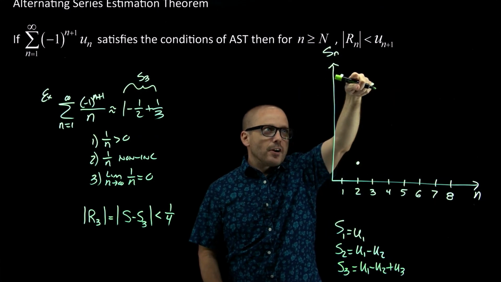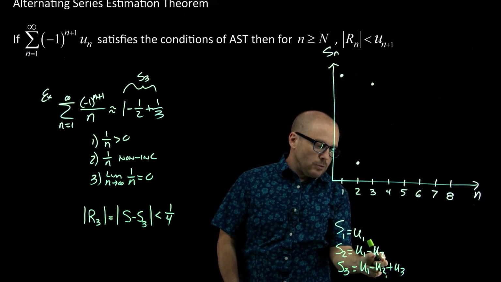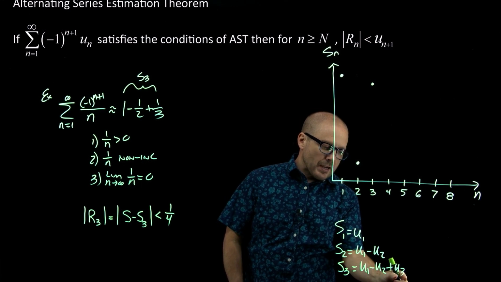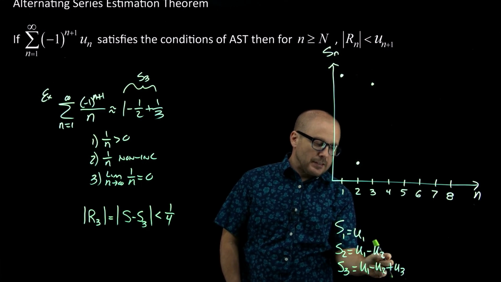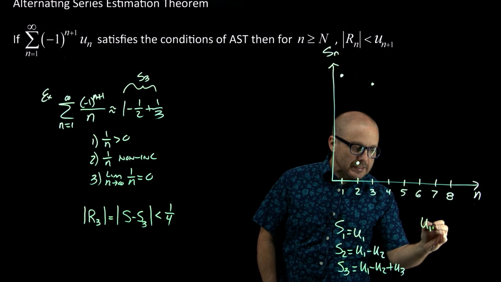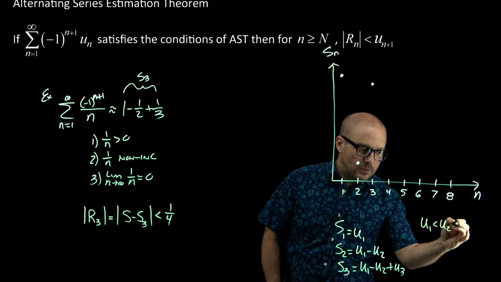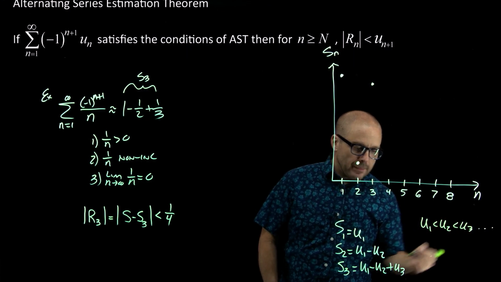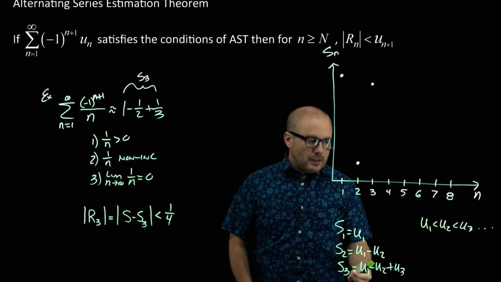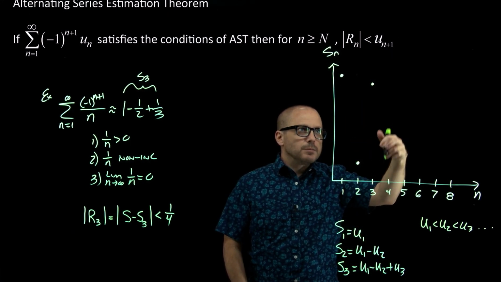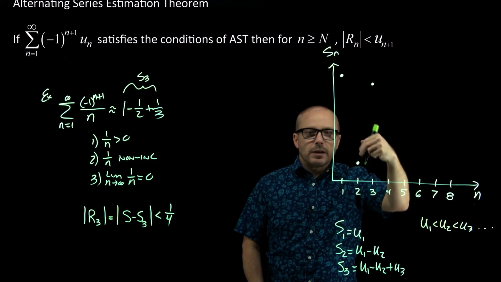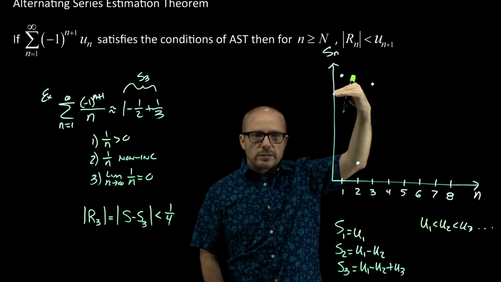Because think about it. How far did we jump down? We jumped down U2. Now we're jumping back up by U3, but it's less, right? Let's just assume strictly less than. Say U1 is less than U2 is less than U3. Then every time I make a jump in these partial sums, I'm jumping the other direction, but I'm not going to go as far as I went before.